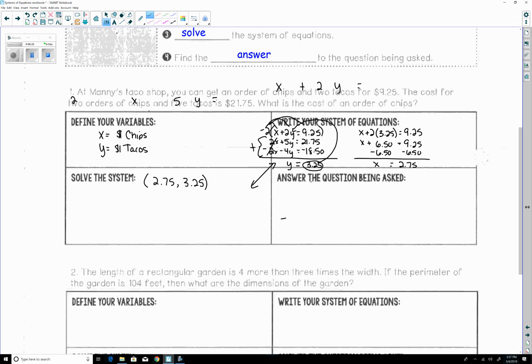What does this mean in the context of the problem? We said x was the cost of the chips, and we said y was the cost of the tacos, right? So what is the cost of an order of chips? I can answer that question now. I'm going to grab my ability to type, maybe, because I think I can type it neater than I can write it. So let's try that.